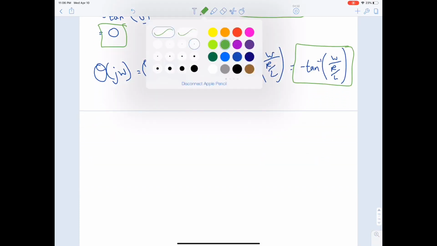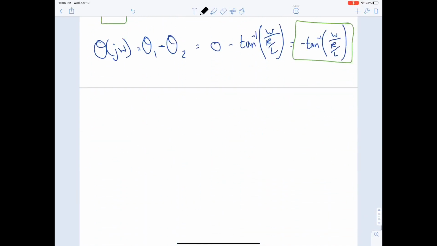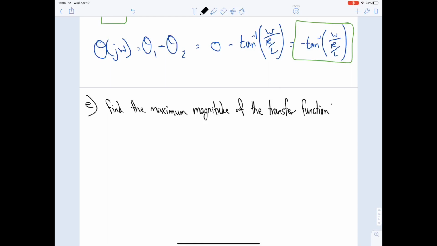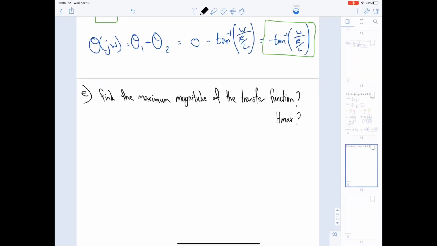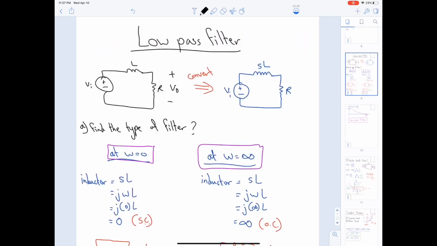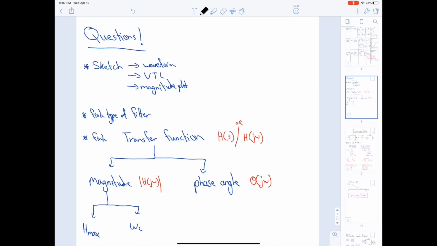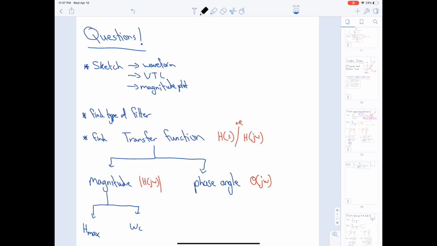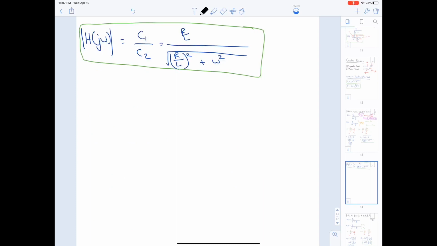Okay, moving on. Let's now find the maximum magnitude. Find the maximum magnitude of the transfer function. What is the maximum magnitude? It's H max, right? No. Who is the parent for the H maximum? The parent of H maximum is, according to our hierarchy, the magnitude, right? Okay, so we need the magnitude in order to calculate the maximum magnitude.